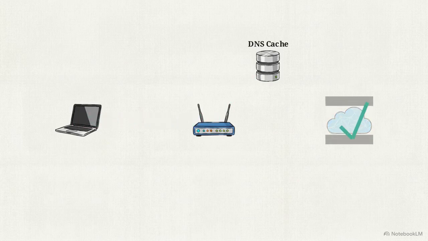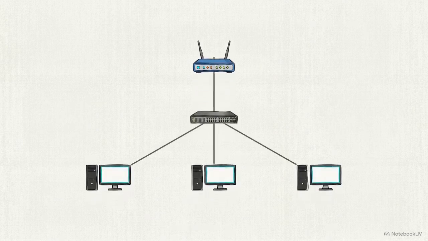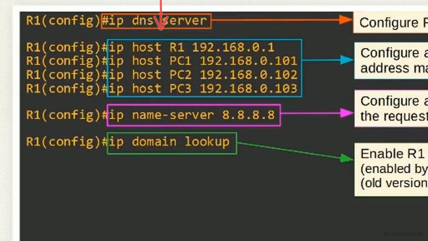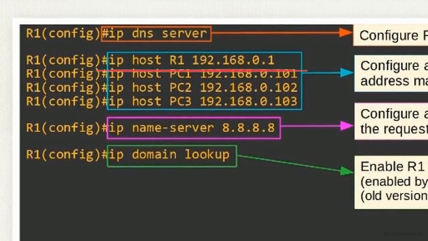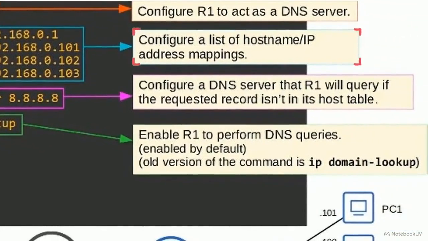We've handled querying the external internet, so let's pivot to managing custom addresses on your internal local area network. This configuration block shows how to manually build an internal directory. We use the IP host command to map device names directly to local IP addresses. Unlike the temporary cache entries, these local manual mappings are permanent additions to the host table.